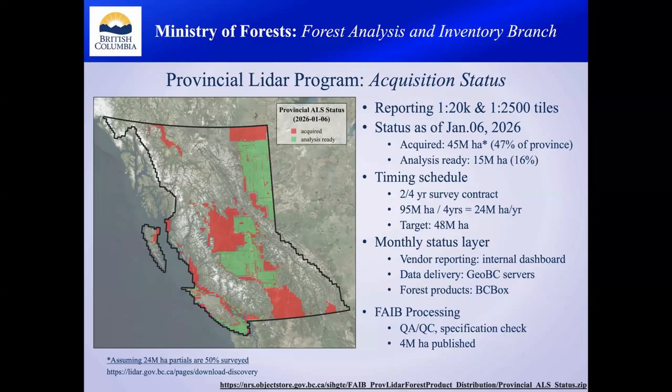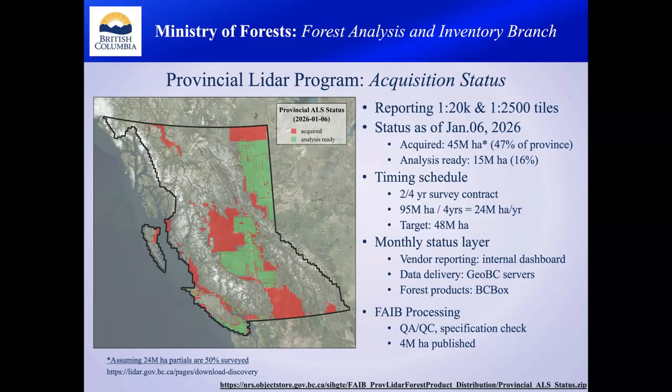In terms of the timing schedule, it was originally set up as a 4-year survey contract. So we're 2 years into that. Given that the province is a total of 95 million hectares, we're looking at 24 million hectares a year. That puts us at the target of 48. So we're actually not that far off. So that's encouraging. At FAIB, we're producing a monthly status layer to present this to the public so people can always get an update when they're curious.